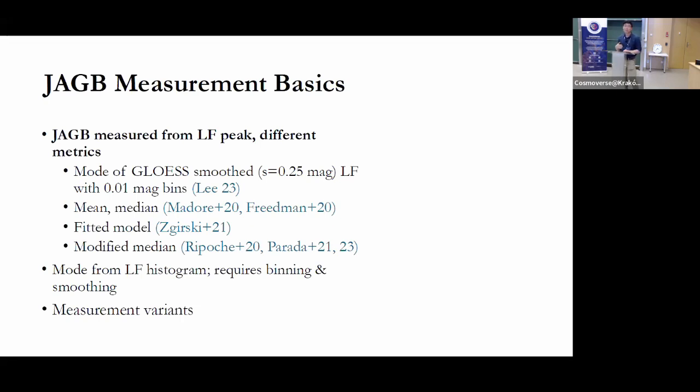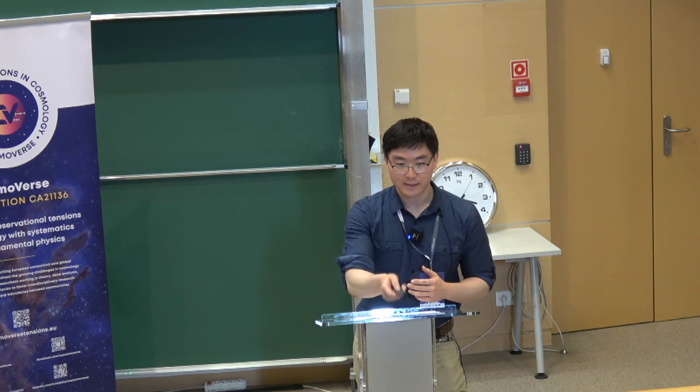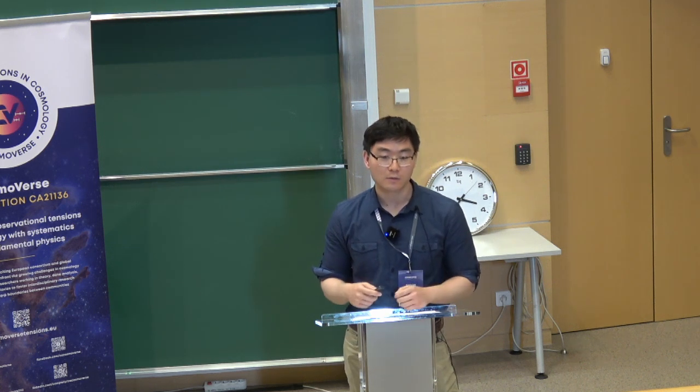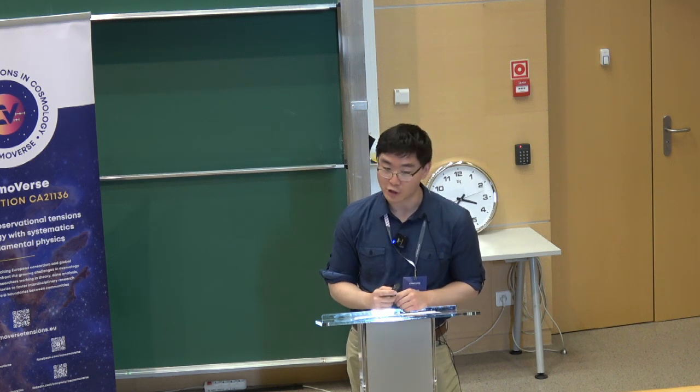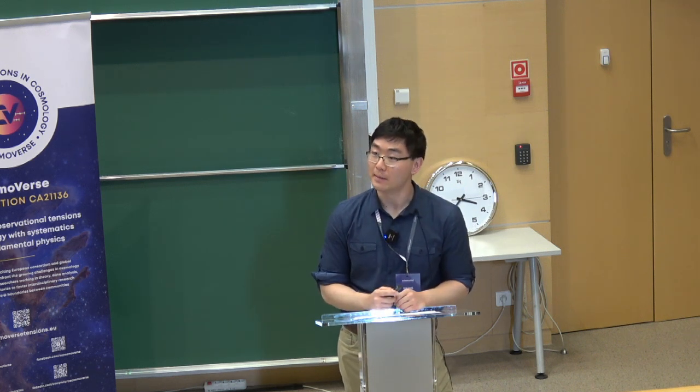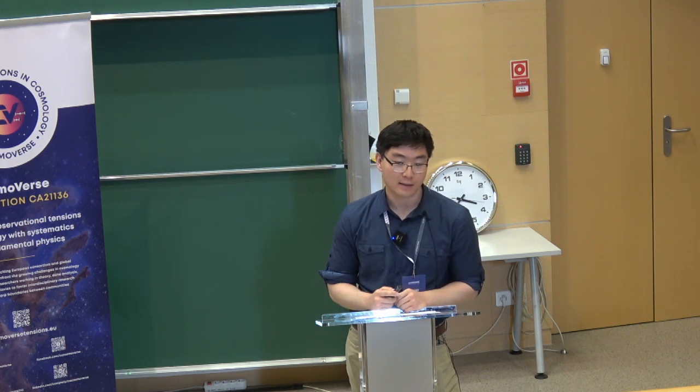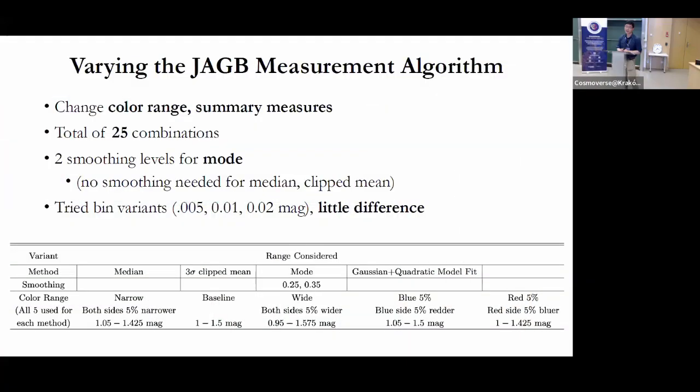And so a priori, we really don't know what is the best method to measure the JGB magnitude. And so this leads to the possibility of several measurement variants. And that's what we're going to adopt. So in our study, we're going to look at several measurement variants. And so we adopt 5 different color ranges, as well as 5 different summary measures. And these summary measures include the median, the clipped mean, a mode with 2 different strengths of smoothing, as well as a model fit. And this results in a total of 25 different combinations.